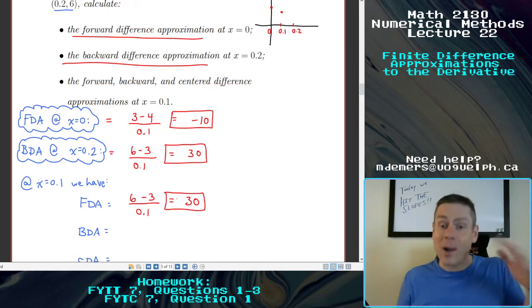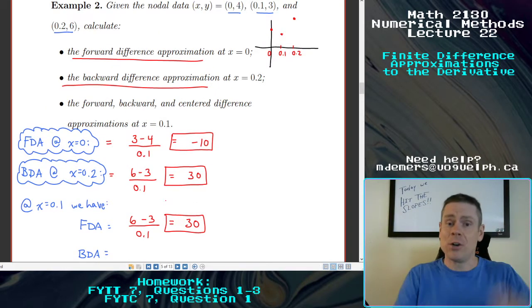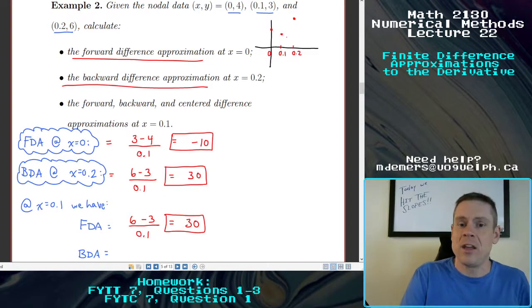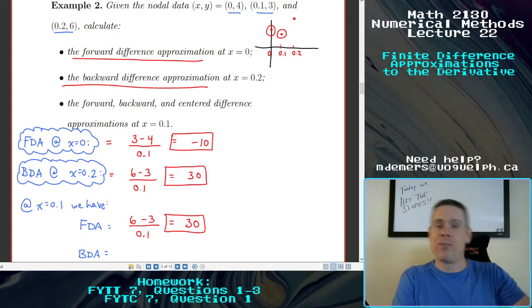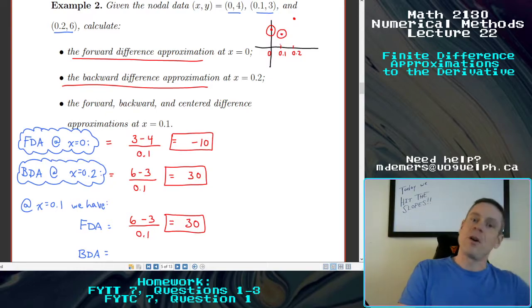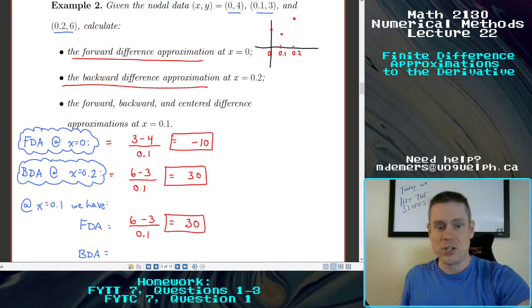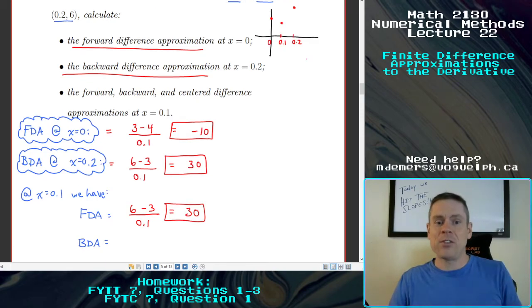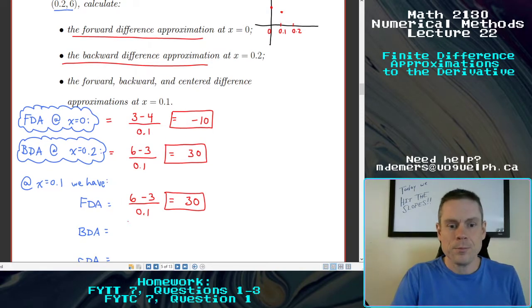And same thing, the backward difference approximation at the middle node is going to be the one that compares the data here with the data there. And it's going to be the exact same as the forward difference approximation from the first node. So it should be the same results. It's going to be the 3 minus the 4 over the 0.1. And that gives us the minus 10 again.